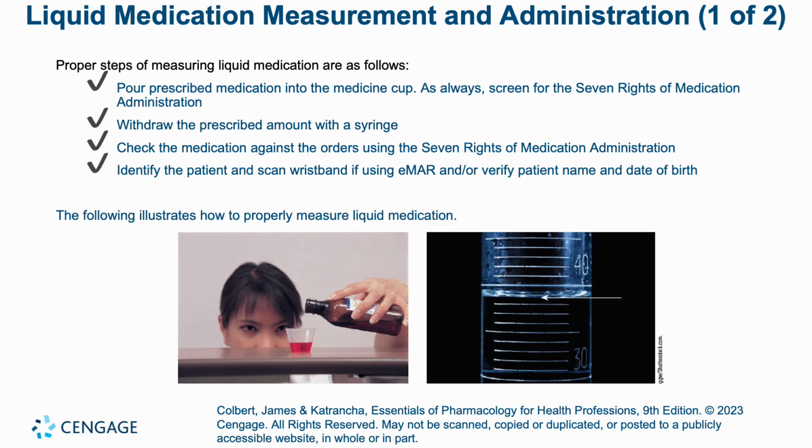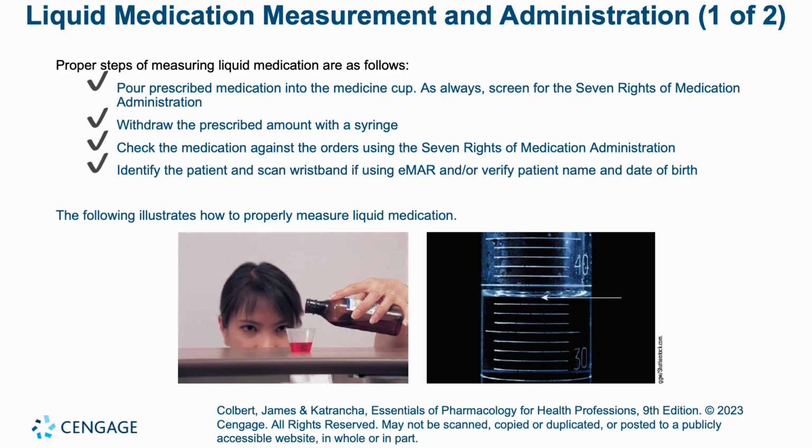Liquid medication measurement and administration. Proper steps are as follows. Pour the prescribed medication into the medicine cup, as always screening for the 7 rights of medication administration. Withdraw the prescribed amount with a syringe. Check the medication against the orders using the 7 rights of medication administration for the second time.